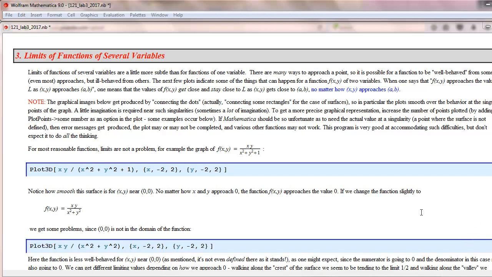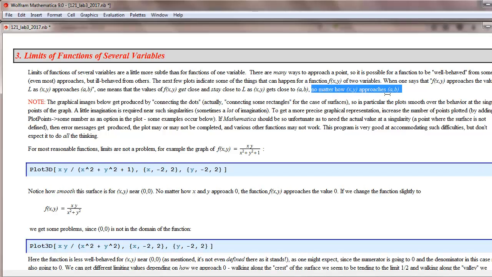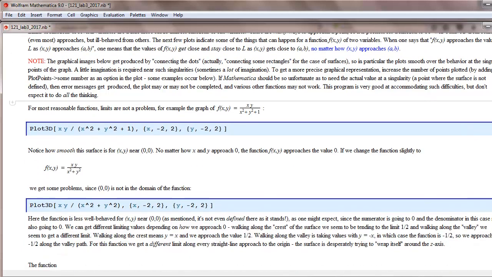Okay, so that's a little bit different than what happens in Calc 1, where we just approach from the right and the left. Now we've got many different paths, and that's emphasized right here. So a graphing utility can be really helpful for looking at these functions. It's not the end-all be-all because there's a special note here.